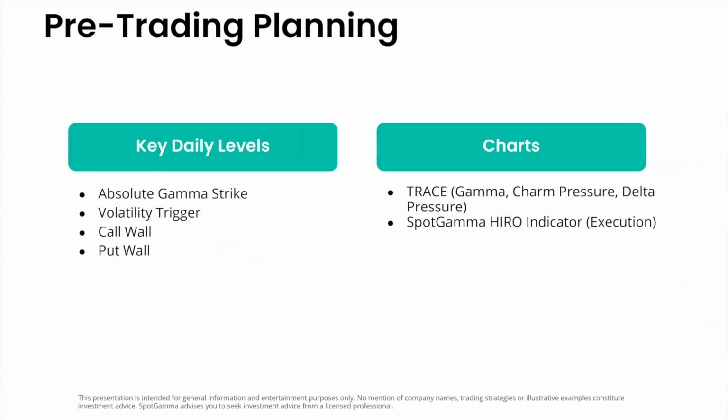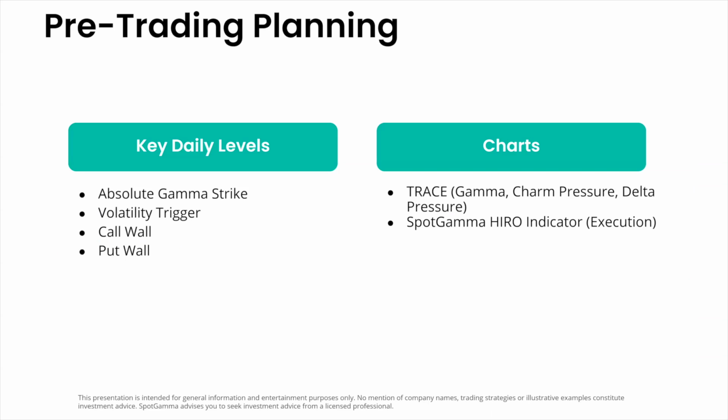For pre-trade planning, I look at the following data. First, I look at the SpotGamma key daily levels and how they changed from day to day. Are traders looking for, accepting, and positioning themselves for lower or higher prices? For example, if both the put wall and call wall move higher, this indicates traders are looking for, accepting, and positioning themselves for higher prices.